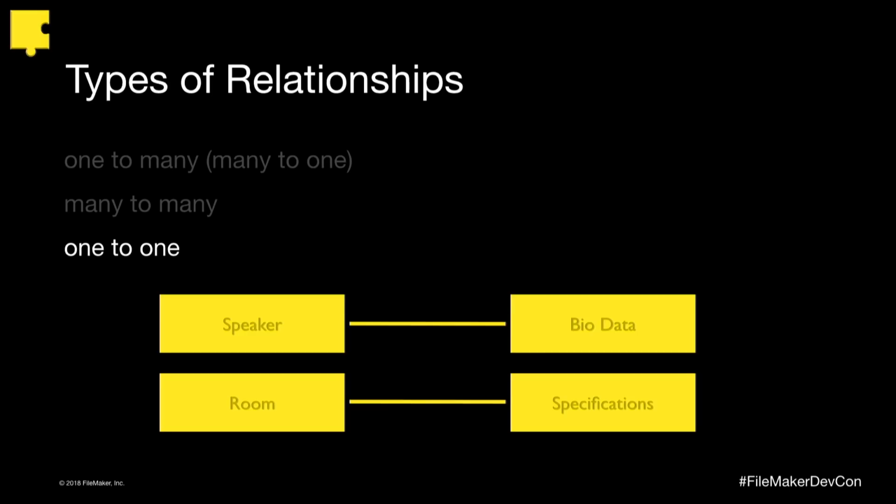And in that case, each speaker has one bio record and each bio record relates to one speaker. Same sort of thing could be done with this room, where we could separate off the specifications of the room, like the length, the width, the height, the capacity, the seating capacity of the room, the facilities of the room. We can put those into a separate related record.